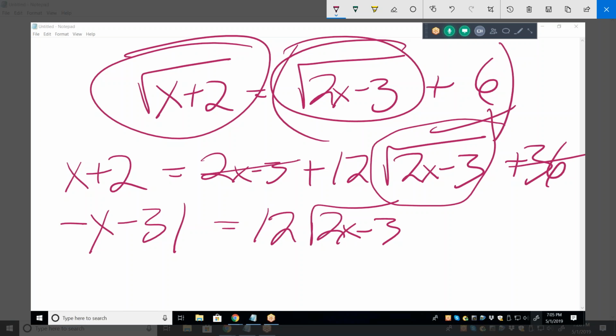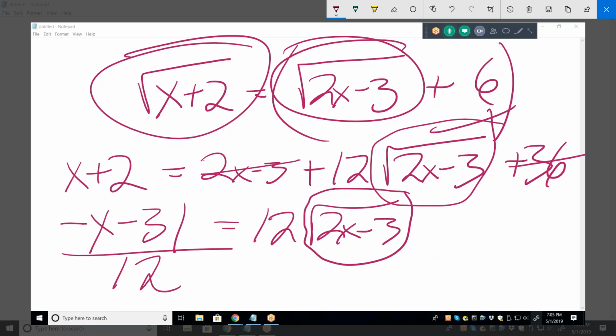Square both sides. No, got to get rid of that 12 first. Oh, okay, so wouldn't it be 144 parentheses 2x minus 3? Well, okay, or we could just get rid of the 12 before we square both sides. Oh, yeah, okay. That's the more normal way of doing it.